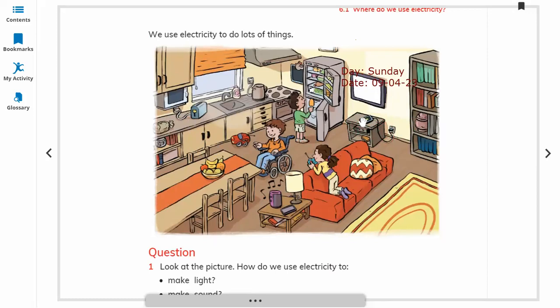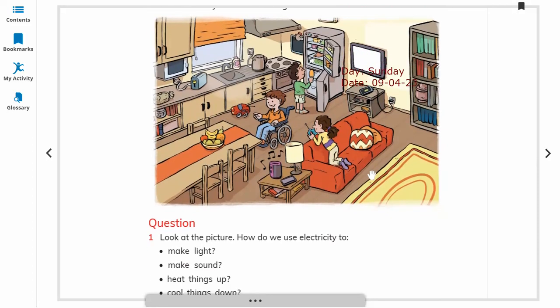But in phones we have batteries. Batteries are also a form of electricity. In batteries, the electricity is stored. Then see a girl who is sitting on a sofa. She is playing with her toy car. The toy car is moving with the help of a remote, and it is also moving with the help of batteries, and batteries use electricity.